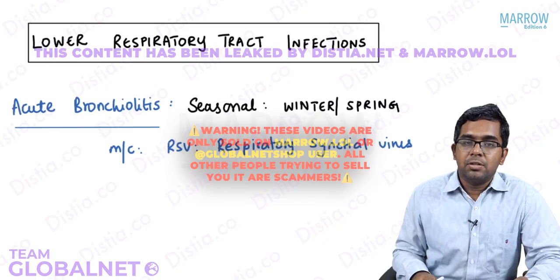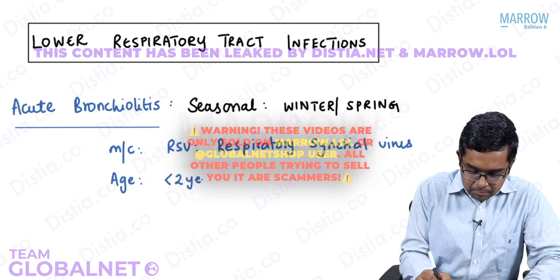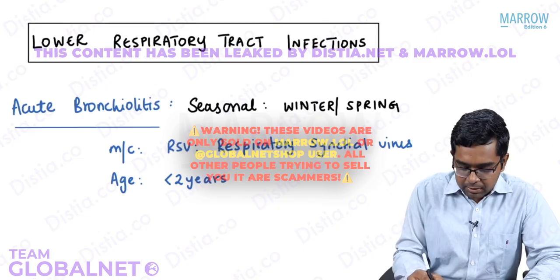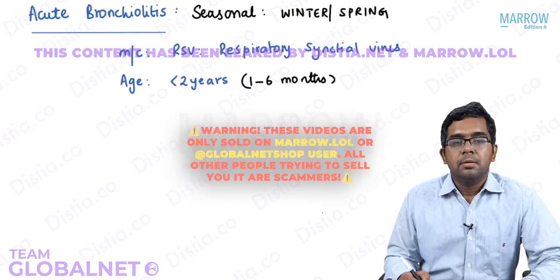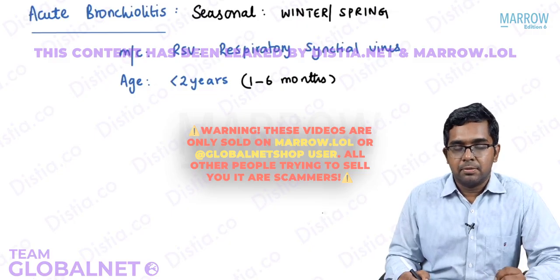And usually young children are affected by this particular condition. The age group is usually less than 2 years. The common age group which is affected frequently is 1 to 6 months. But remember, any age under the age of 2 years can be affected.